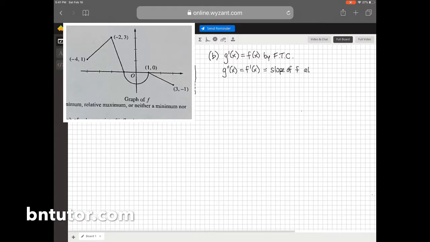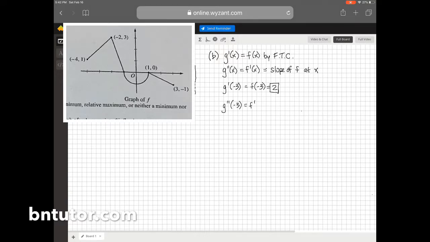We know that the derivative tells us the slope of the function at any point x. So g prime of -3 is asking, what's the y value of the function when x is -3? And that's 2. G double prime of -3 then is asking us for the slope of the f function. We have 2 nearby points, so we can subtract the y values of 3 minus 1 and the x values of -2 and -4 to get 2/2, which is a slope at that point of 1.